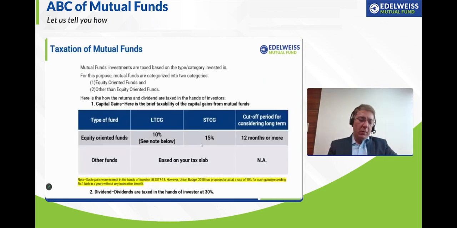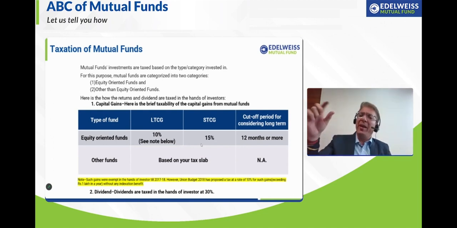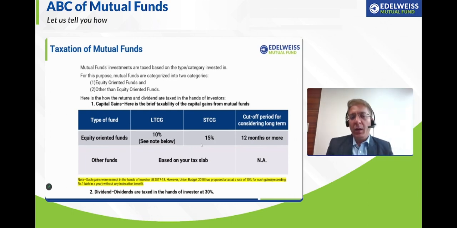In terms of taxation, we have two predominantly: equity-oriented schemes and other schemes. For equity-oriented schemes, your long-term capital gains is taxed at 10% on gains exceeding a limit of 1 lakh rupees in a year. So if your capital gains through equity and equity-related schemes is over 1 lakh rupees, then on the extra over 1 lakh rupees, you will be charged 10%. Your short-term is taxed at 15%. And for all other funds, your taxation is basis your tax plan. So if you're in a 10% bracket, you pay 10%, 20%, 20%, 30%, 30%, you know, it bases on your tax plan. So that's predominantly your taxation model.